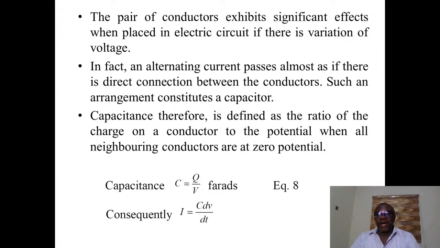Capacitance, therefore, is defined as the ratio of the charge on a conductor to the potential when all neighboring conductors are at 0 potential. So capacitance C is equal to Q over V, and the unit is the farad. Consequently, we can say that the current I passing through the capacitor as a result of the capacitance is given by I equals C dV over dt.